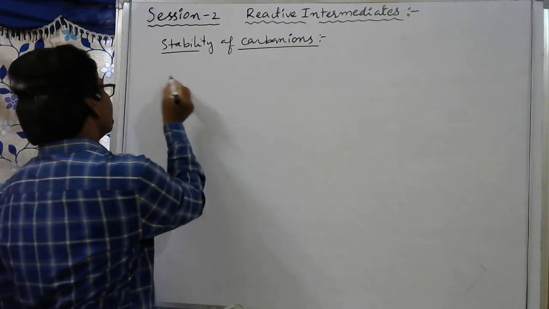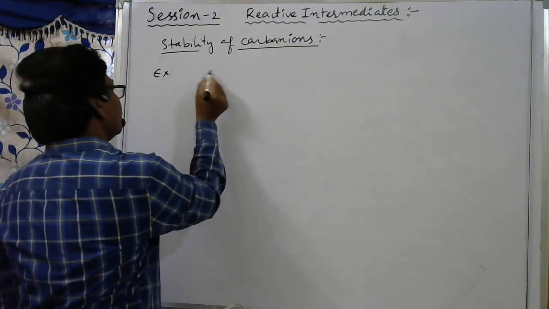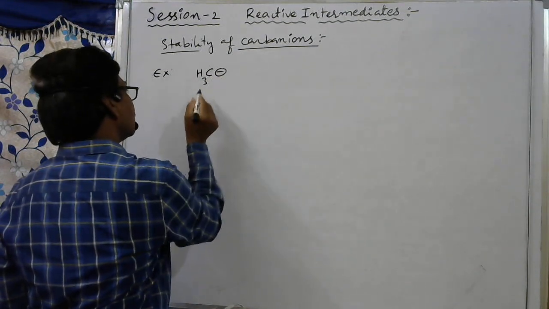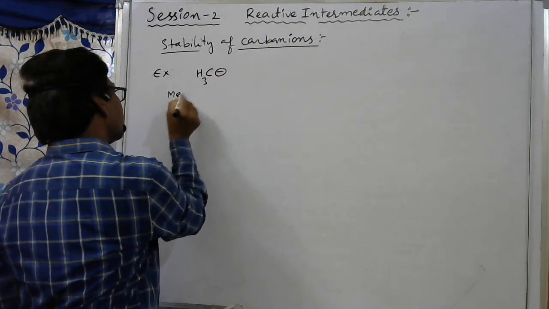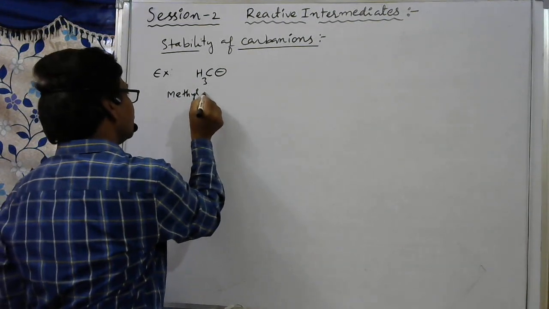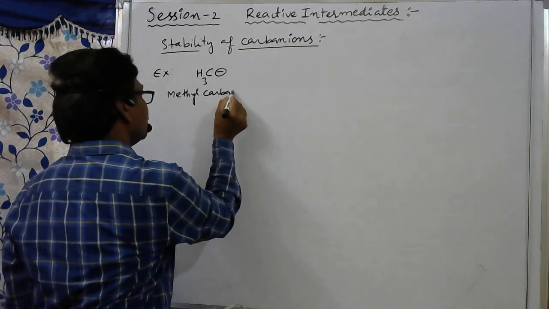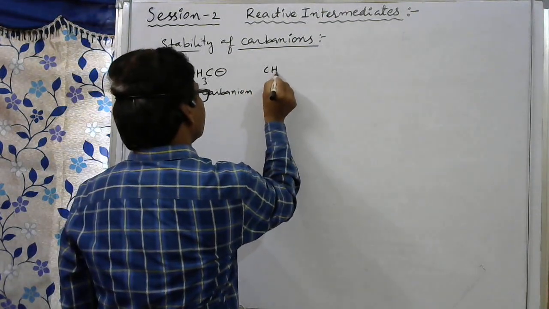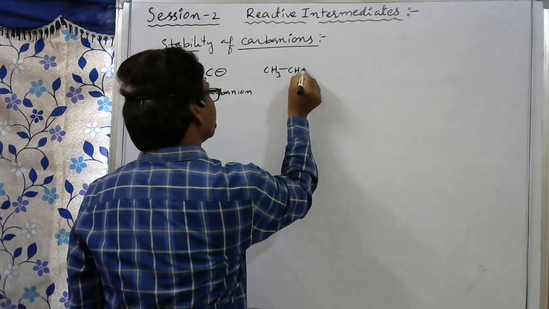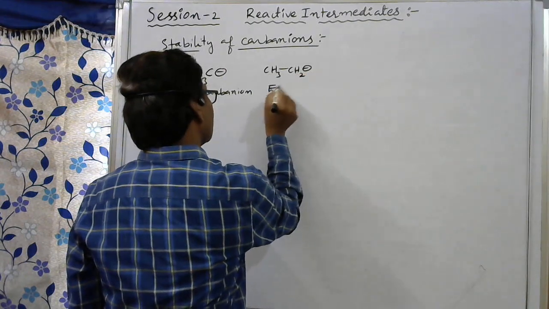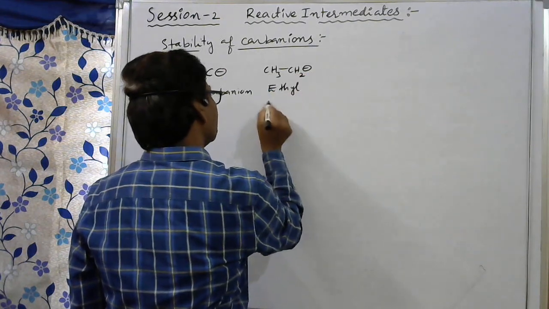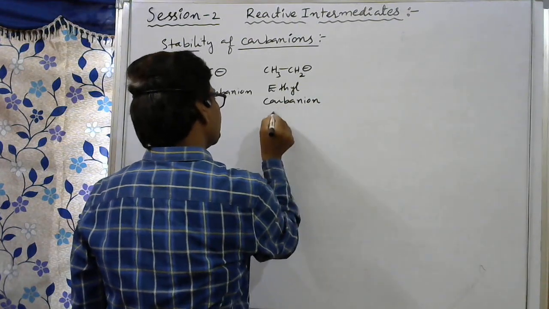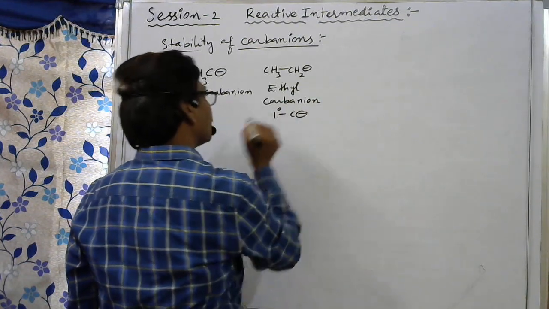See, here I am telling the first example: CH3 with a negative charge. This is the methyl carbanion. Then here I am writing CH3CH2 minus. This is the ethyl carbanion, and we can say this is a primary carbanion.